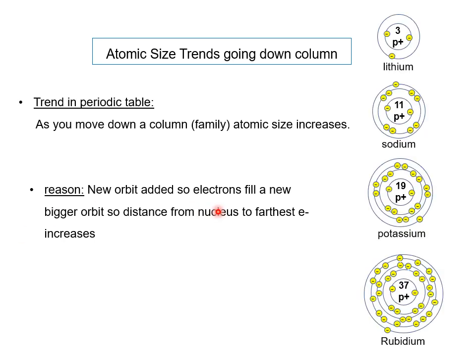So here is a diagram that shows us going down the first column on the periodic table. Notice that lithium only has 2 orbits, but as I go one row down to sodium, I'm adding a third orbit. So that 1 valence electron of sodium is in the 3rd orbit. The 1 valence electron of potassium is in the 4th orbit, rubidium 5th orbit, and so forth. So as I go down the column, I'm adding a new orbit, and so that electron that's farthest from the nucleus is now even farther because a new shell was added.